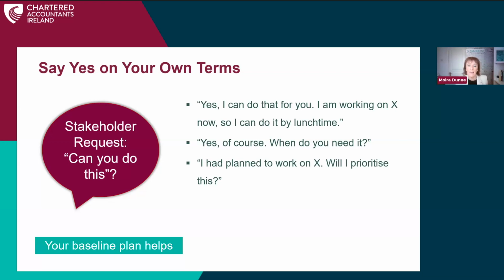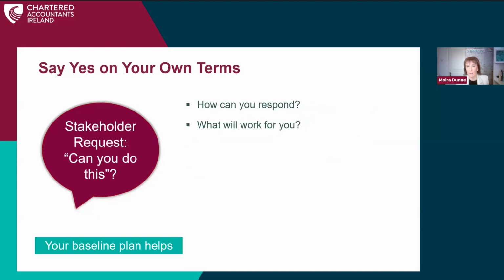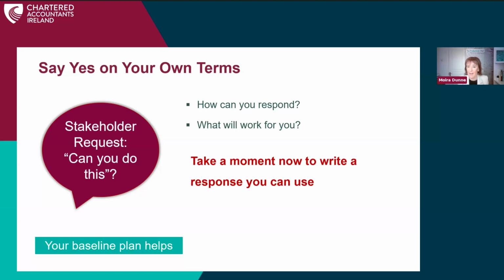So what I'm saying is having a baseline plan that you agreed or communicated, that does help you because it can remind someone, oh, that's what you were going to get done this week. So it helps you to say yes on your terms. How can you respond and what will work for you? So I want you to take a moment maybe and take some of the responses that I had on the previous screen when someone asks you to do something. Is there anything that you can do to respond differently to the way that you currently do? And if anybody wants to share anything, please do that.